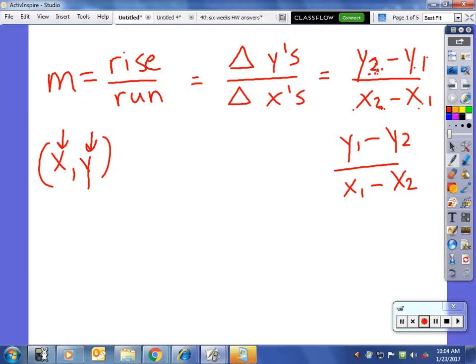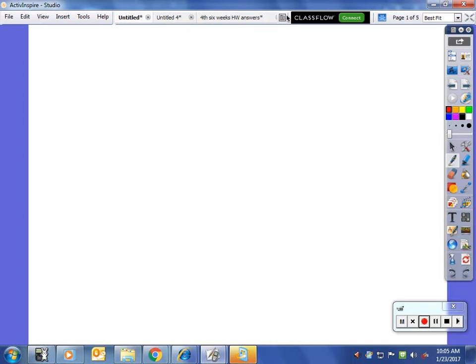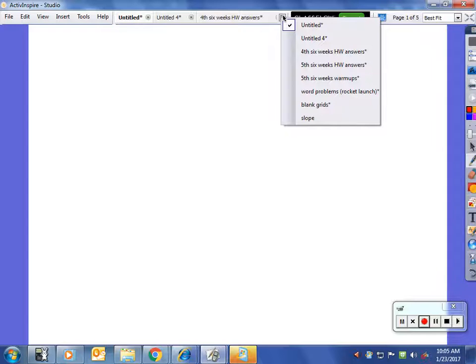So does this all look familiar? Okay, let's see. Let's look at this flip chart. There's some neat parts to this flip chart on slope.